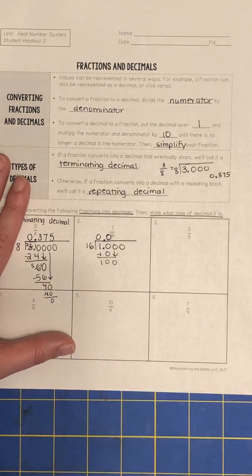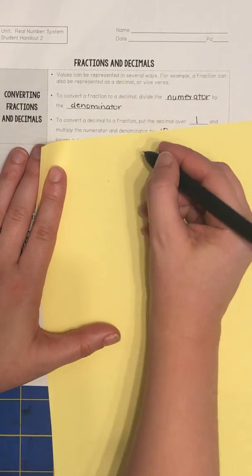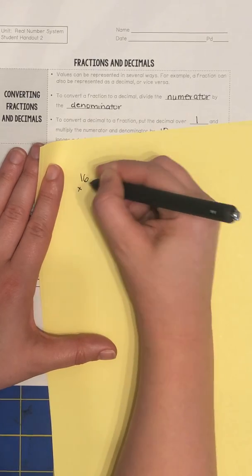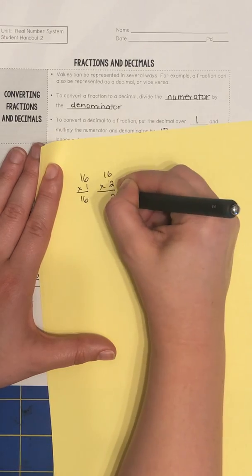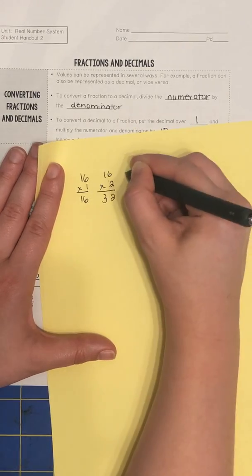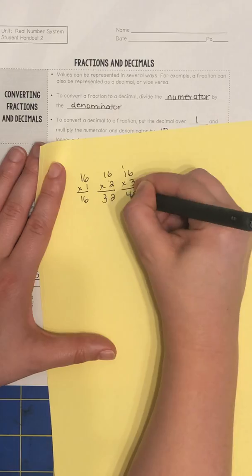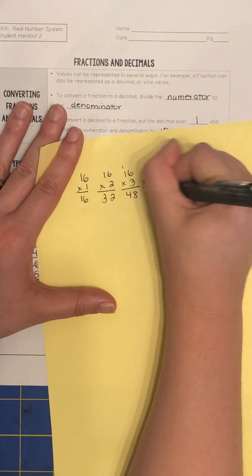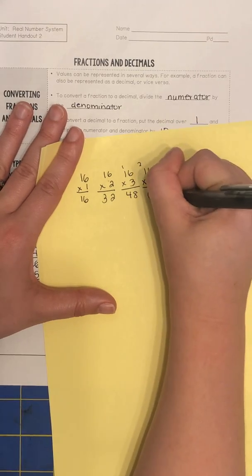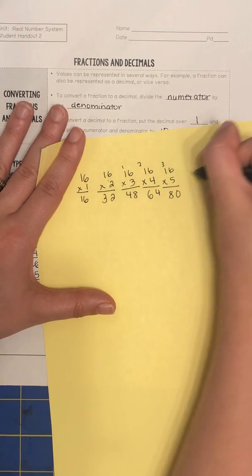Let's see here. I'll get myself a piece of scratch paper to work this out on. So I just want to show you that we need to be showing our work in math always. So I know that 16 times 1, of course, is 16. 16 times 2 is 32. 16 times 3, 48. So we are trying to get close to 100. 16 times 4, 64, getting closer. 16 times 5, here we are at 80.